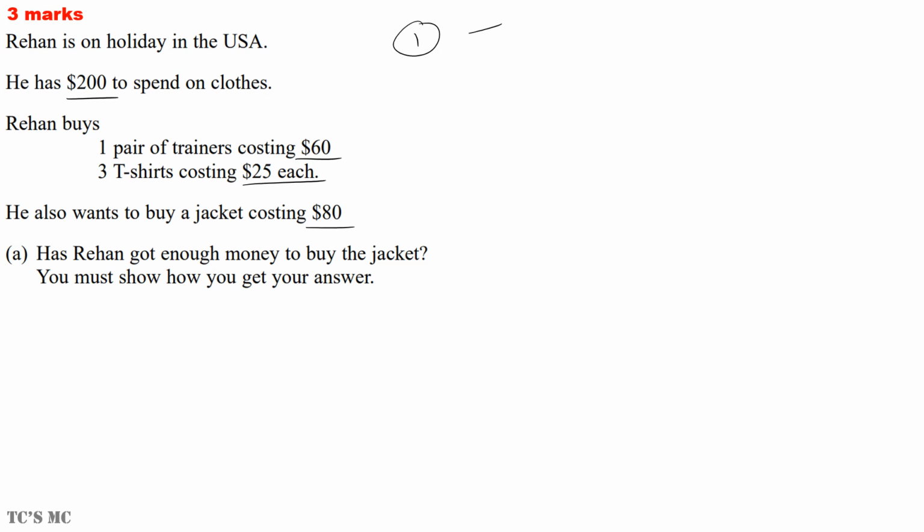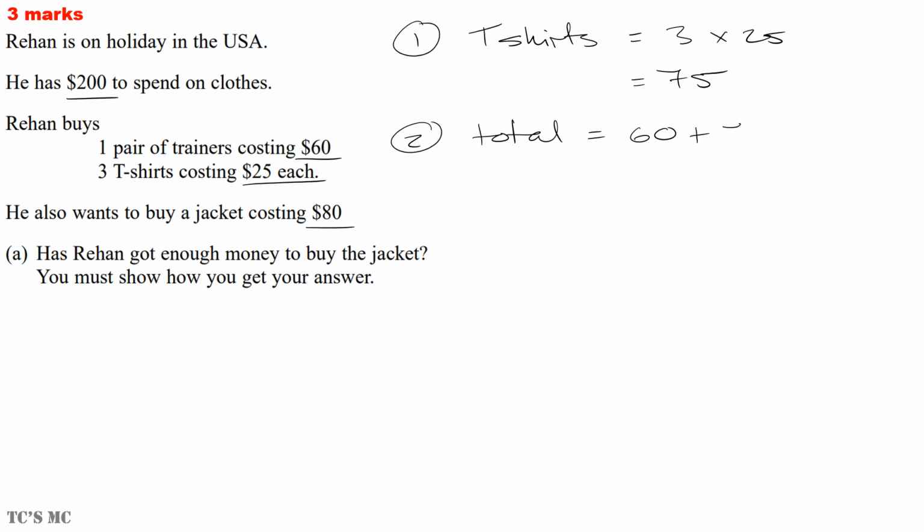To start with, I want to work out how much Rahan is spending on just the t-shirts. So I need to do 3 multiplied by 25. That is 75. Now I have 1 mark. Step 2, I want to work out how much he would spend in total if he did buy the jacket. So 60 for the trainers, add 75 for the t-shirts, add 80 for the jacket. That is 135, add 80, and that is 215. Now I have 2 marks.